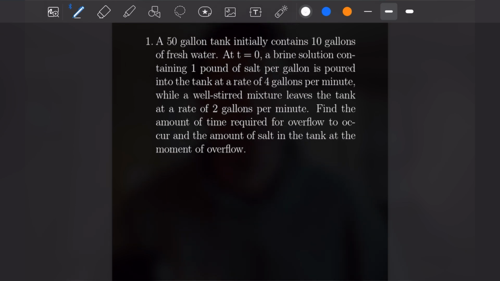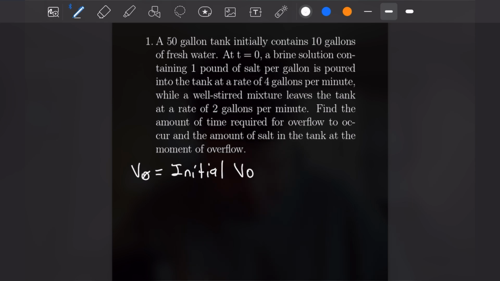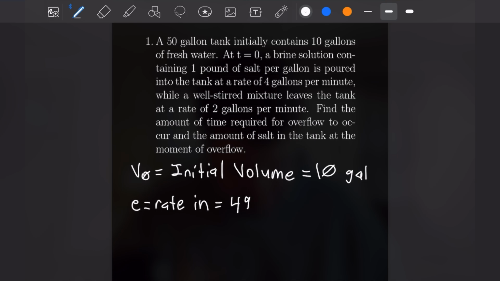So let's go ahead and write out what this problem gives us. The first thing this problem gives us is the initial volume for the tank. So we're going to write that as V naught. V naught is equal to initial volume, and that is given to be 10 gallons. And we're also given values for our rate in and our rate out. So we're going to let E represent our rate in. So E equals rate in, and that is 4 gallons per minute. And then we'll let F equal our rate out, and that will be 2 gallons per minute.